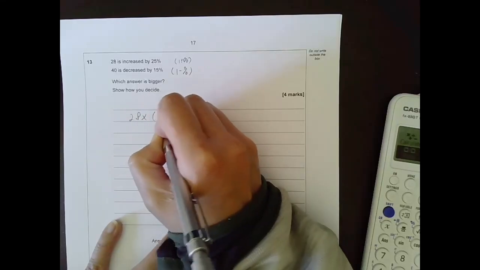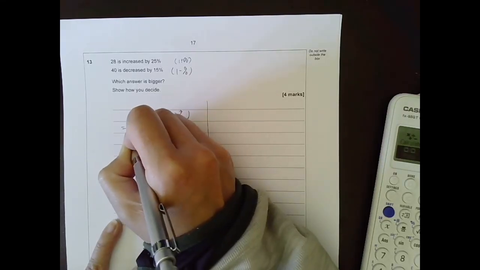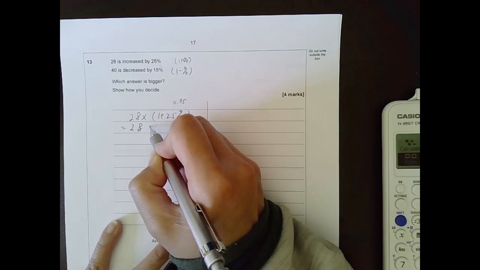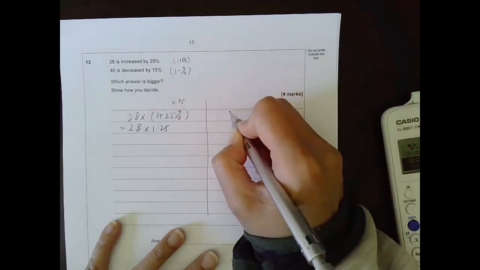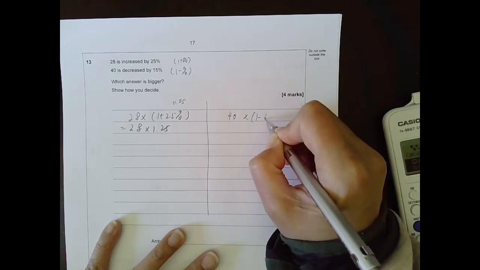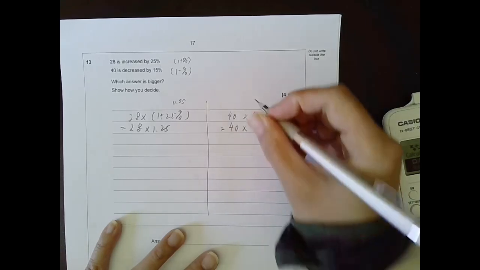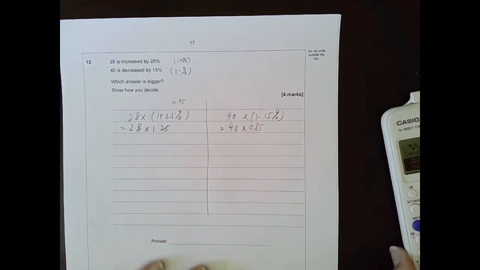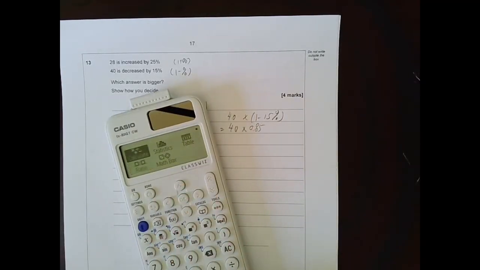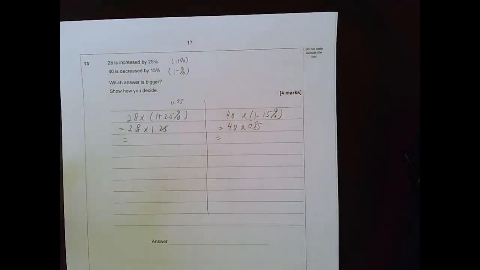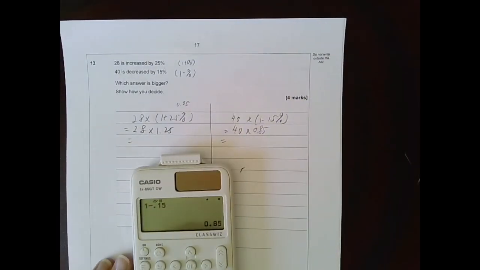28 times 1 plus 25%. So I will take it as 1.25. So it's 28 times 1.25 on one side, and 40 times 1 minus 15%. That should be 0.85. So we need to find the answer of both of them to find out which one is bigger. So it's a pretty straightforward question, and we can use our calculator.